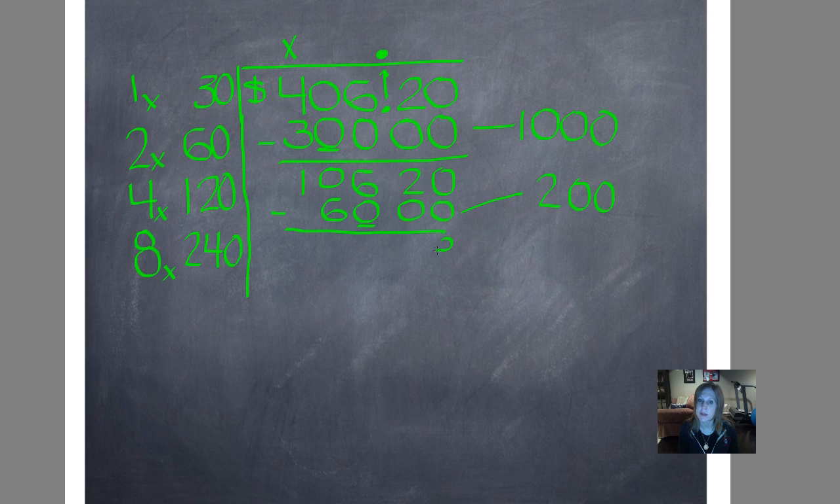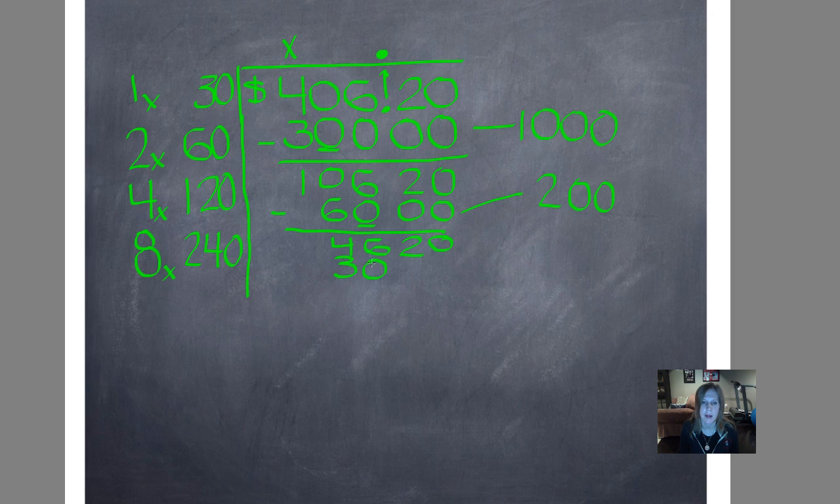0 minus 0 is 0. 2 minus 0 is 2. 6 minus 0 is 6. And 0 minus 6, you can't do it. So I'm just going to look at that number together. 10 minus 6 is 4. So I'm looking for the closest number to 46 without going over, because there isn't a number that will go into 4. And that would be 30.